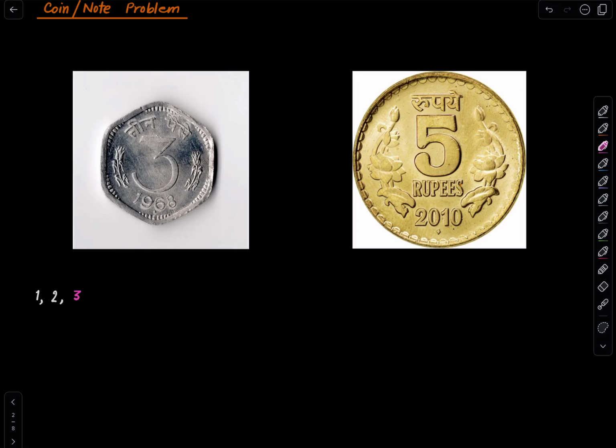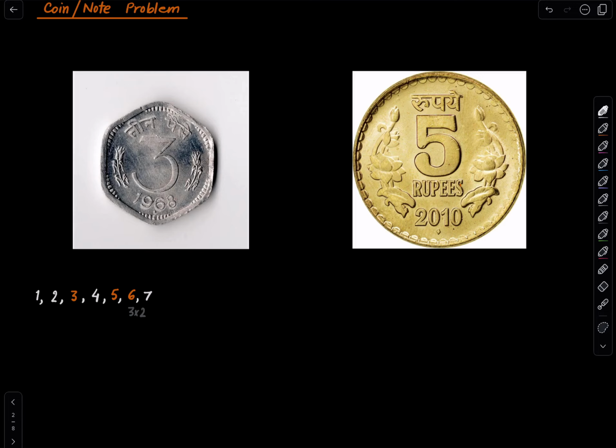So this is possible. What about a sum of 4 rupees? No, I can't. This is not possible. 5 rupees, yes. A 5 rupee coin will do. So 5 can be paid. 5 can be managed. What about 6? Yes, 6 can also be managed because 6 is 3 plus 3. 2 3 rupee coins will do. 7, well, if you think a little bit about 7, I don't think you can. Whatever you do, it will never be 7.